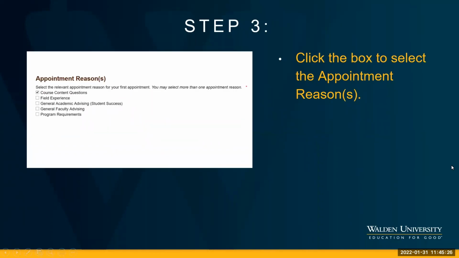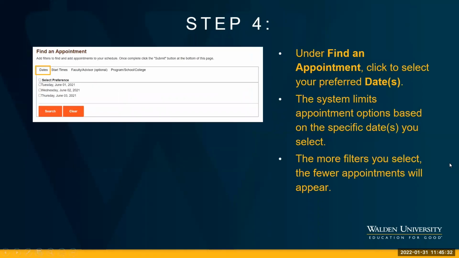Once you've logged into the system, you will select an appointment reason. From there, you'll have filters to narrow down the desired appointment date, time, and the specific advisor that you'd like to meet with. So again, you can select a specific date that you'd like to schedule your appointment. Please keep in mind, as you go through these filters, the more filters you apply, the fewer appointments you will see. So if you don't have a preference, you can leave each of these as they default.